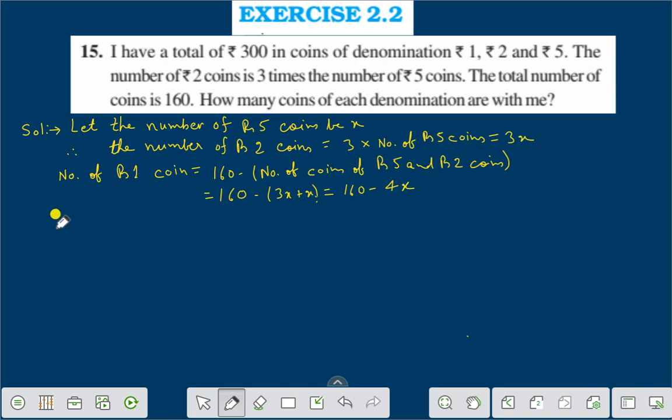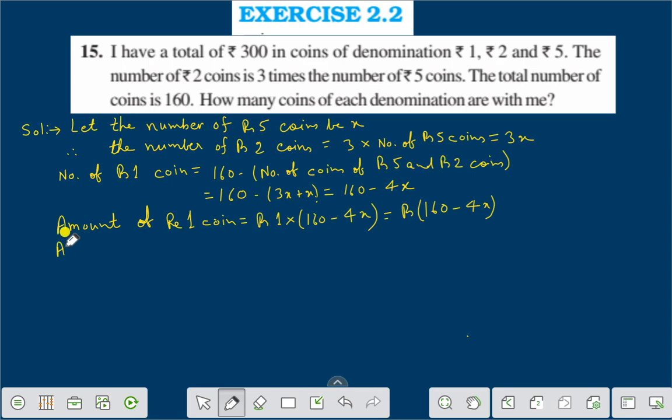Now the amount of rupee 1 coins is equal to rupees 1 into 160 minus 4x, right? And that is equal to rupees 160 minus 4x.